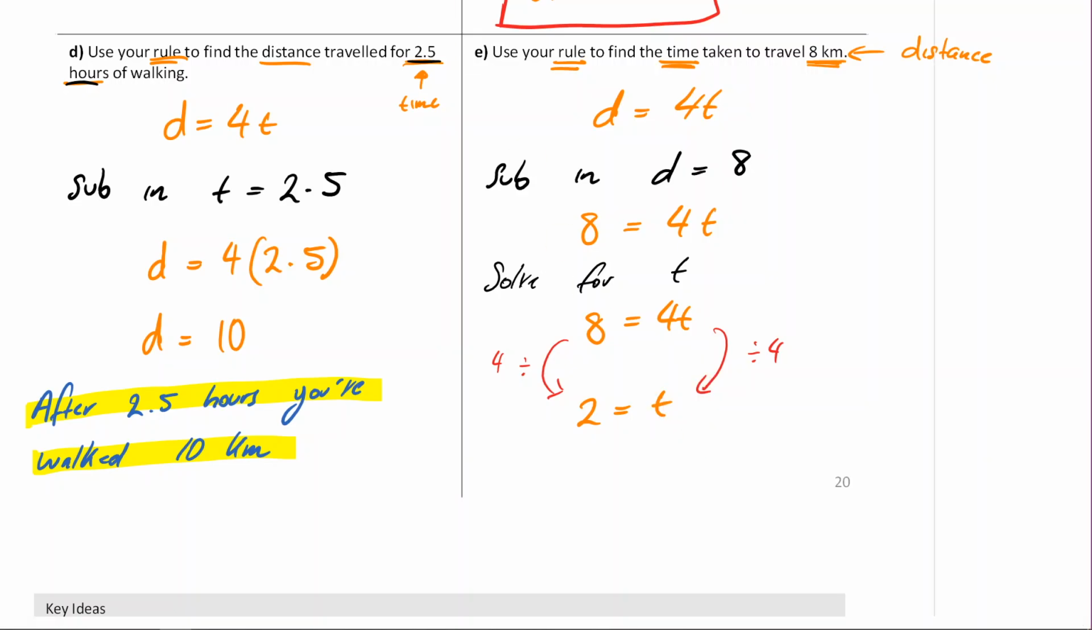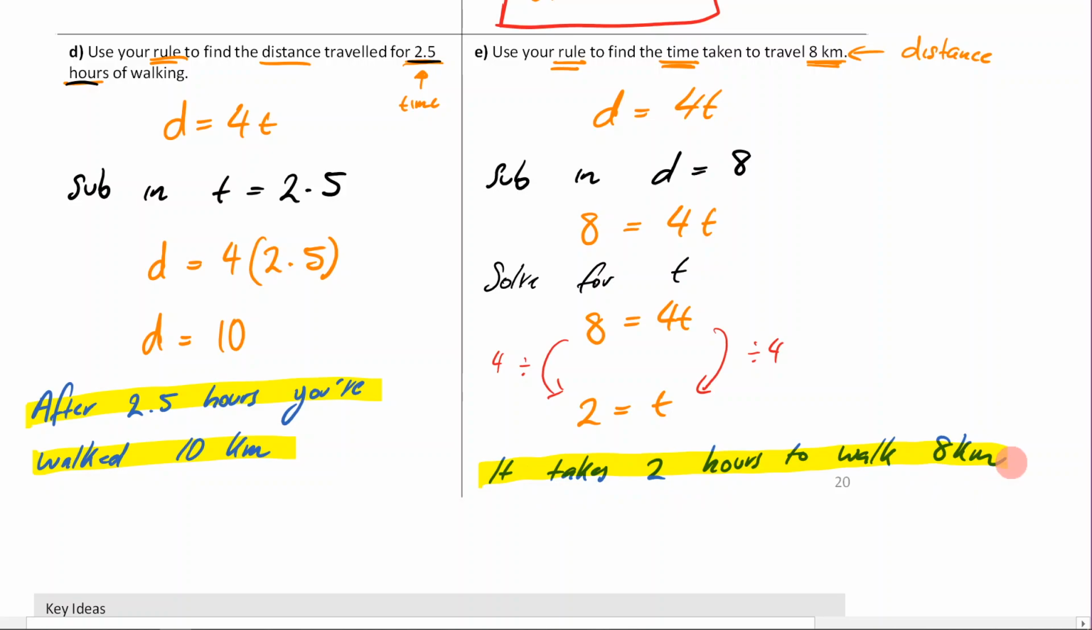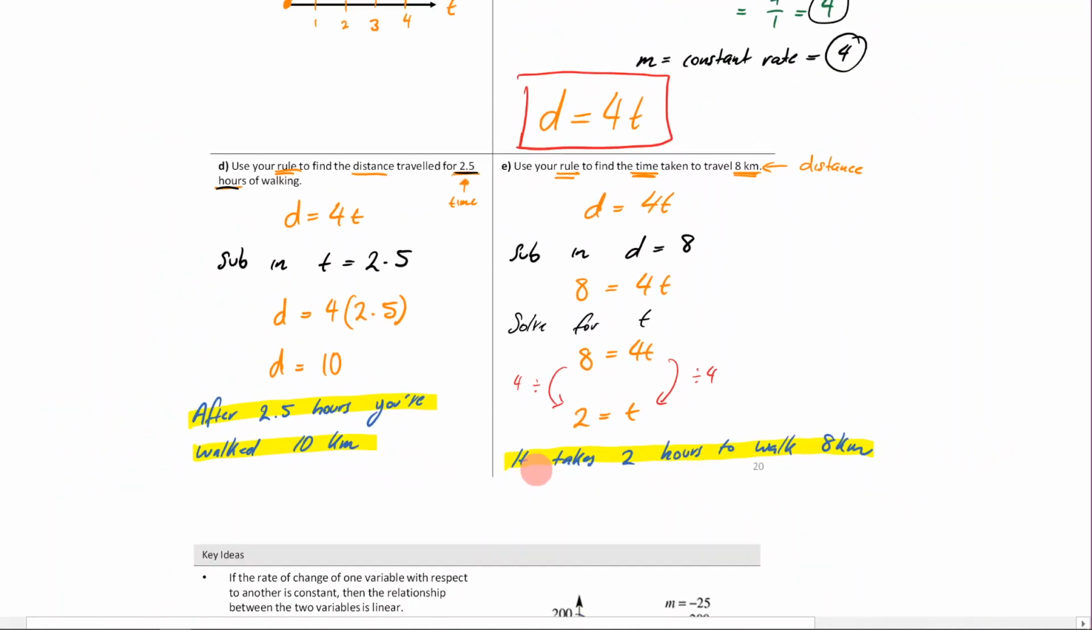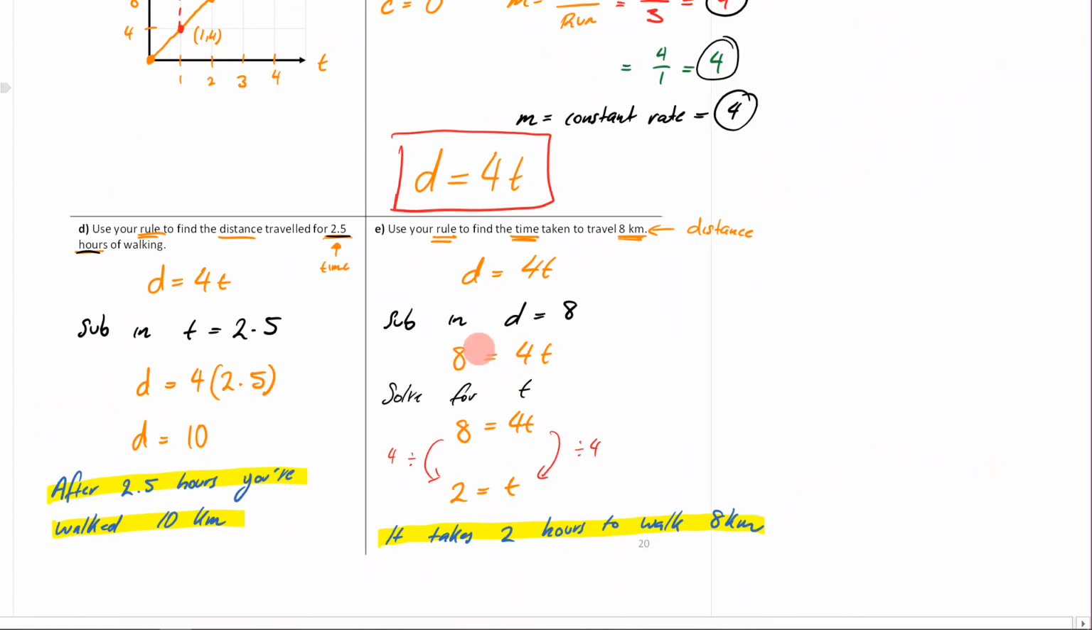And now we should be able to write this in actual words. So what is this actually telling me? It's saying that it takes 2 hours to walk 8 kilometers. And let me just write that up there. That is what it's telling me. It takes 2 hours to walk 8 kilometers. Perfect. Having now done all of this and gotten all our answers there, and hopefully all that made perfect sense, we're now going to move on to our next example.